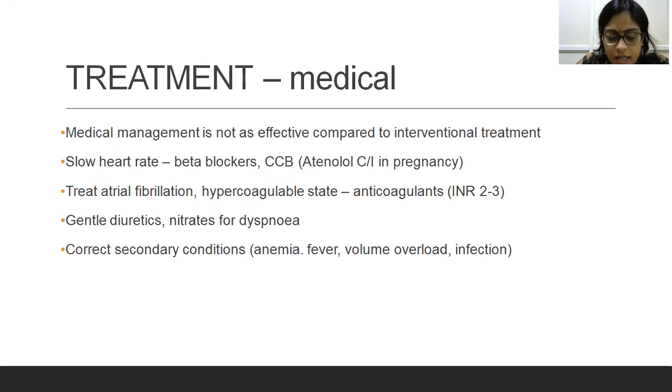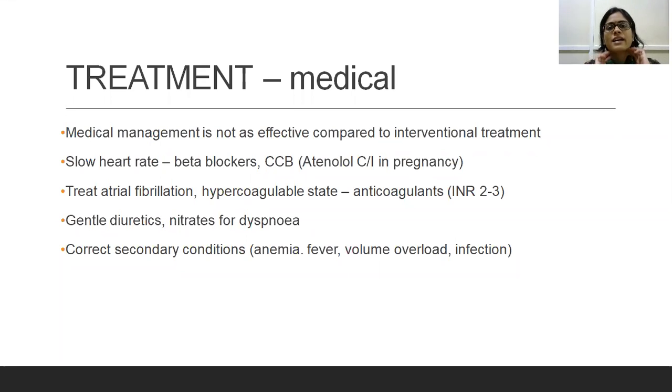When you use an anticoagulant on a patient with valvular heart disease, your target INR should be between 2 and 3. Then be gentle with diuretic use. Diuretics are usually used when you have a patient with breathlessness. To relieve the breathlessness, you can also use nitrates. But you have to be careful when you use diuretics because it's a stenotic lesion. You don't want to decrease the BP too much. So be cautious with the use of diuretics.